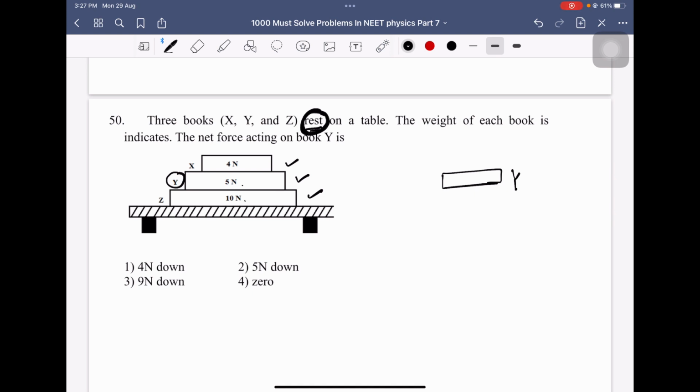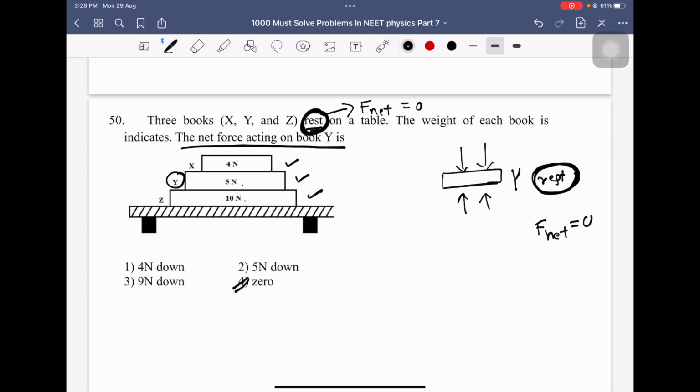If the particle is at rest, then the net force acting on the particle is 0. Since book Y is at rest, net force acting on book Y will be equal to 0. So this is a conceptual question. When the body is at rest, downward forces acting on the body will be equal to upward forces acting on the body, so that net force acting on the body is equal to 0.